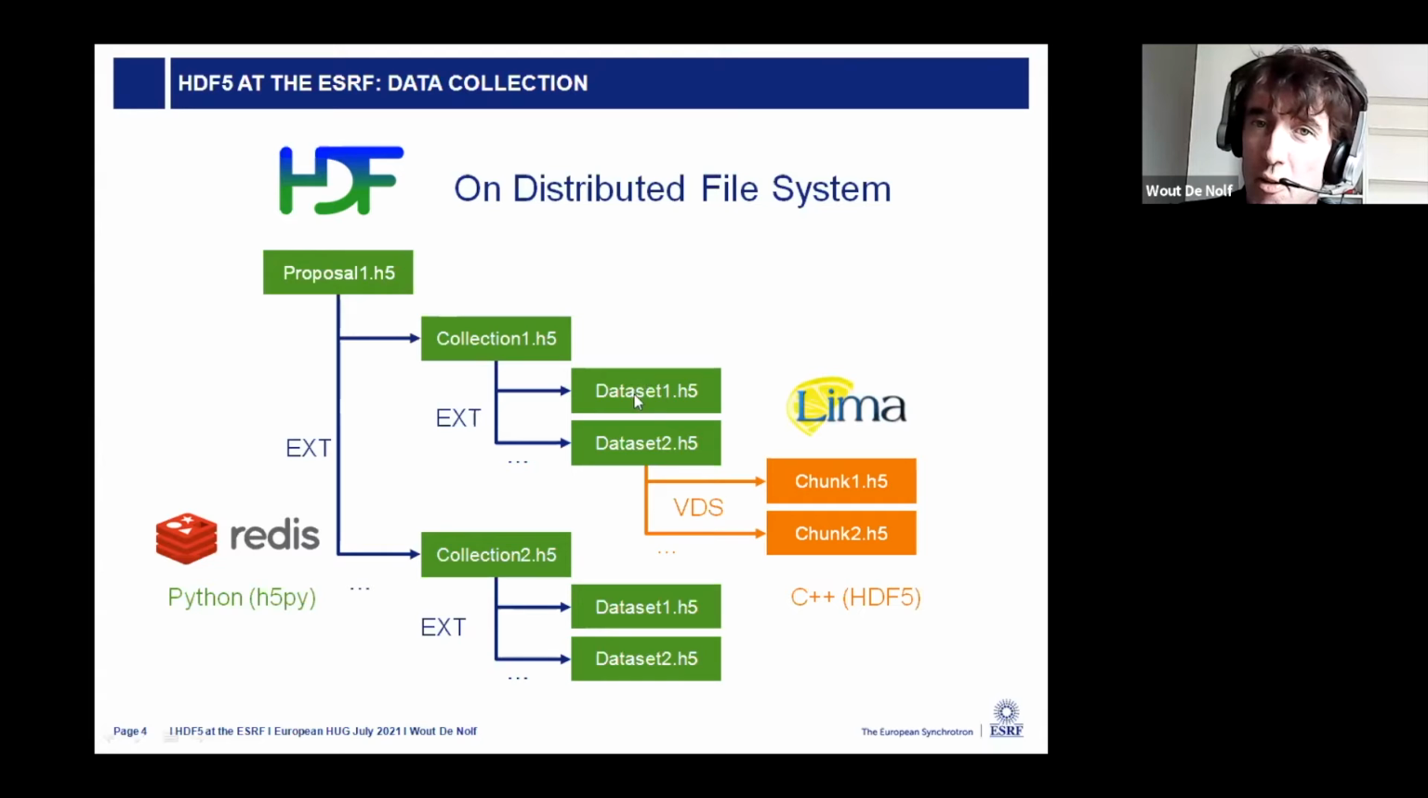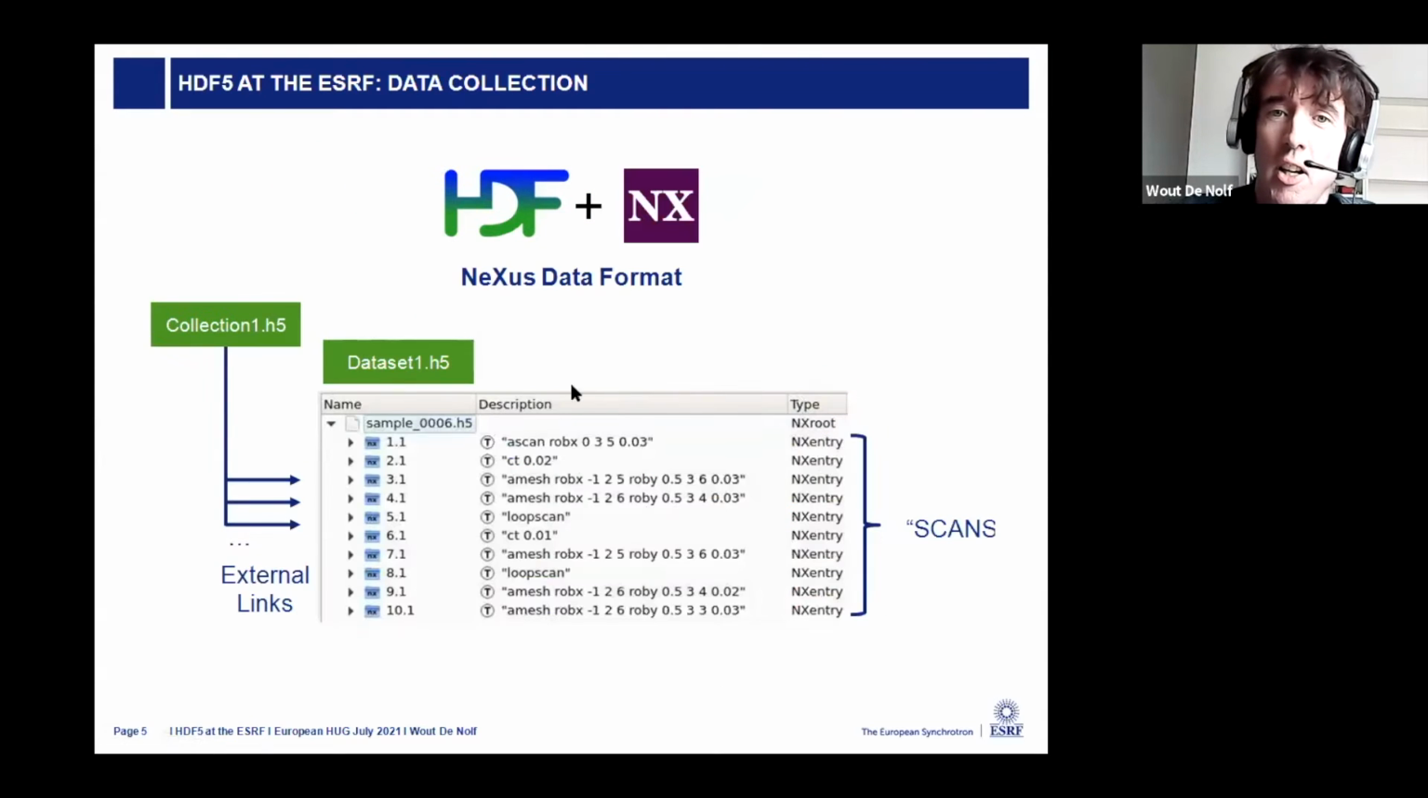Then if we have a look into one of these dataset files, by the way, when I say dataset in this context, I don't mean an HDF5 dataset. It's a dataset in terms of the organization of data here. Then we see that the content of this file conforms with the NeXus standard. And the links from the top level files point to the top level entries in this dataset file, which correspond to scans in Redis. So the top level files don't contain any data. They only contain external links, basically. So all the data is in here.